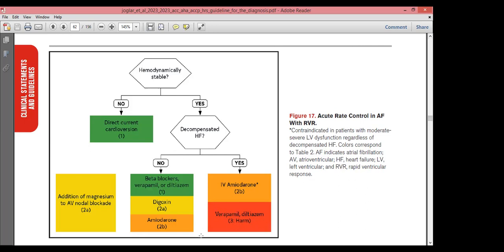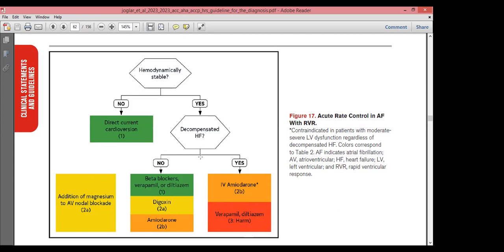Do not use the non-dihydropyridines, that's verapamil and diltiazem. They actually cause more harm in these patients. We know that calcium channel blockers, especially those that have both chronotropic effects and inotropic effects, can actually worsen heart failure. So you don't want to use diltiazem and verapamil.